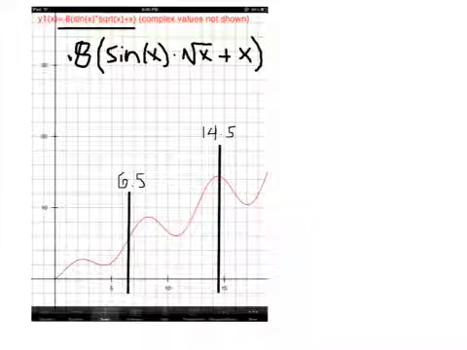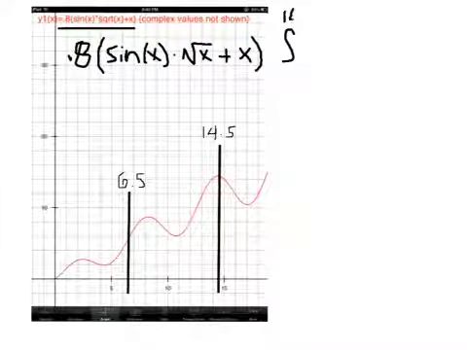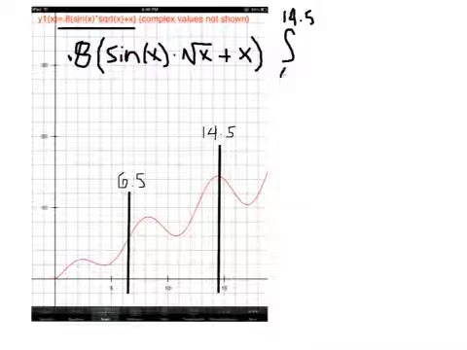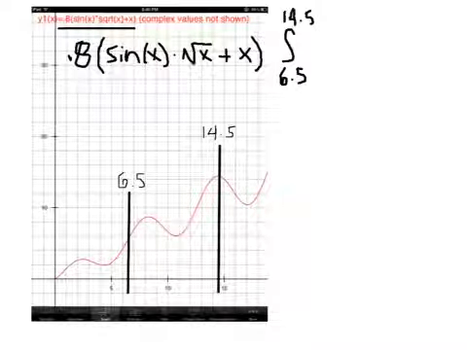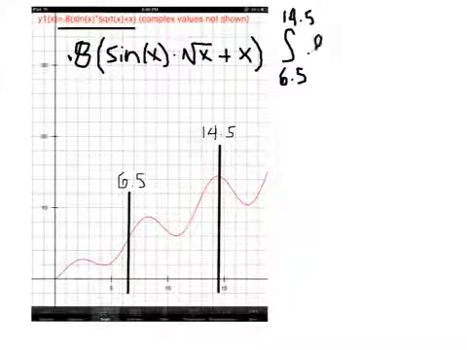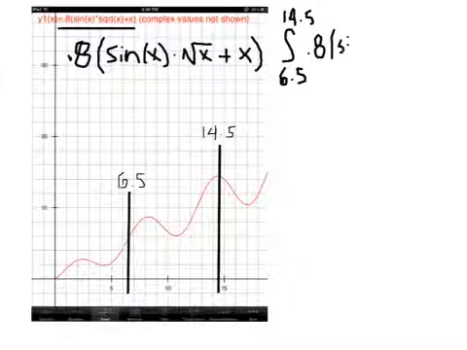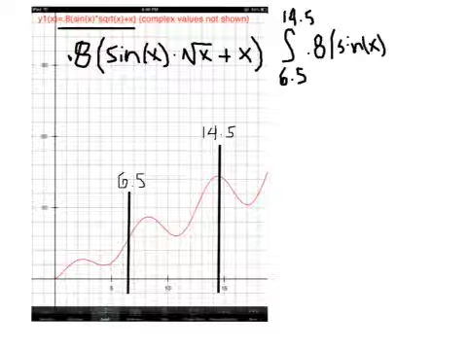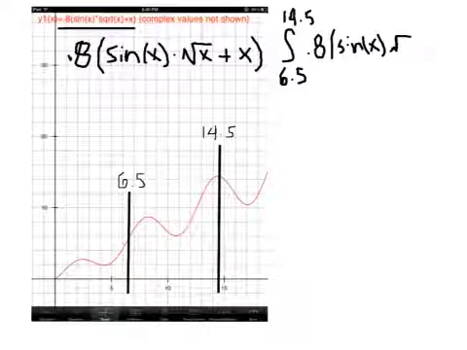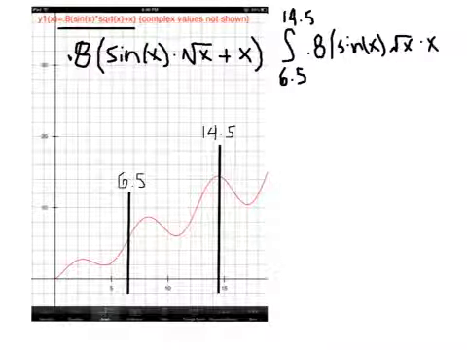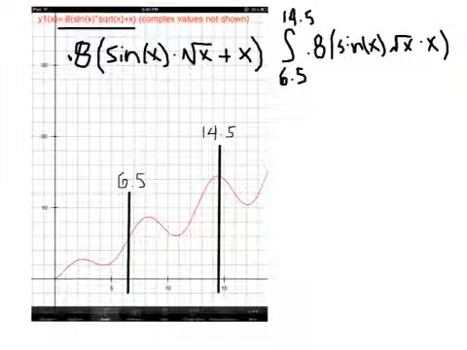So if I take the integral from 6.5 to 14.5 of my function 0.8 sine of x times root x plus x, that's going to find the area under the curve from 6.5 to 14.5. Now, I forgot to add dx.